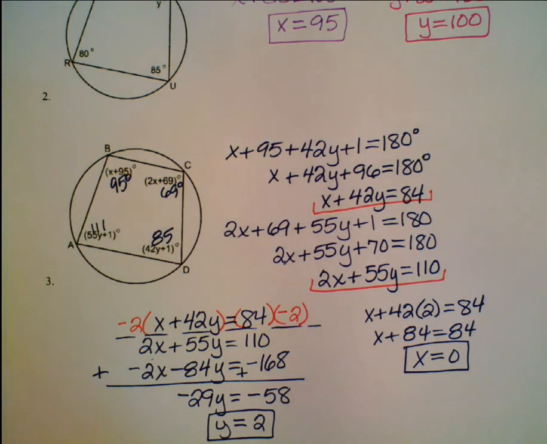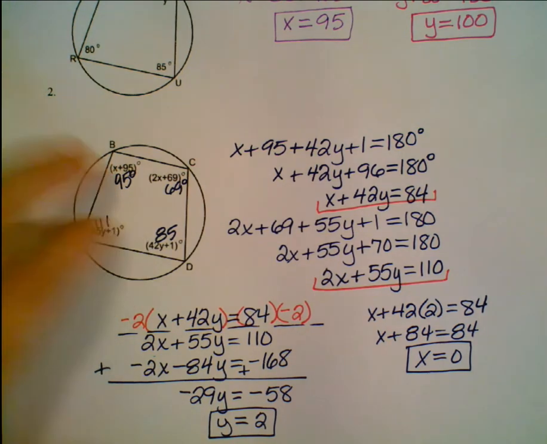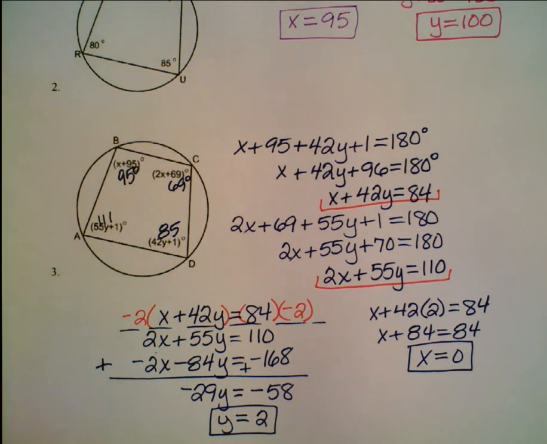Now what should happen is that the opposite angles are supplements. So in this case, 95 plus 85 is in fact 180, so that works out well. Here, if we check again, 69 plus 111 is also 180, which indicates that our two solutions are correct. And that would be how we worked with inscribed polygons.